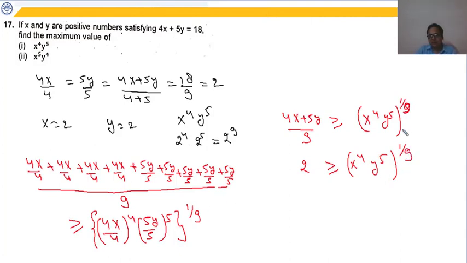So we raise power 9 to both sides. It becomes 2 to the power 9 is greater than or equal to x to the power 4, y to the power 5. So if somebody asks the maximum value of this, the answer comes out to be 2 to the power 9. Otherwise the value is less than this. Yes? Clear to everyone in the class?